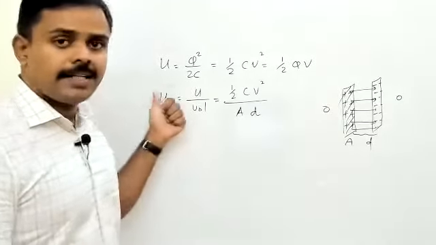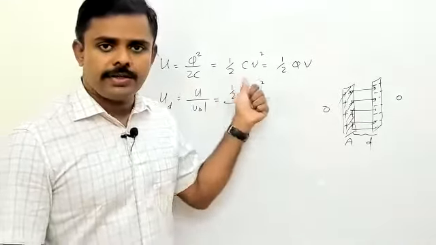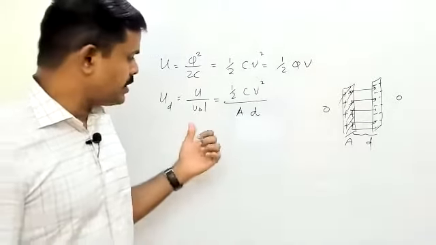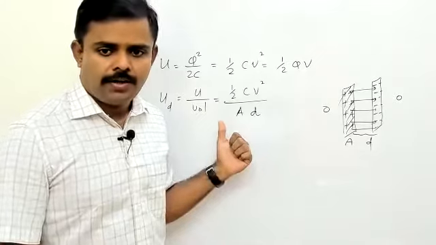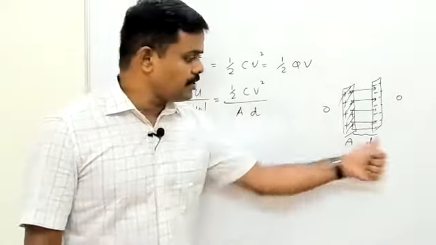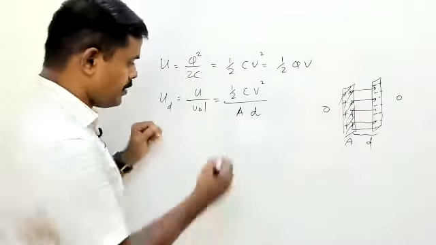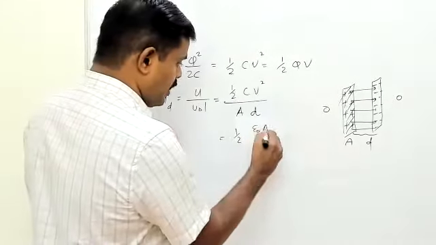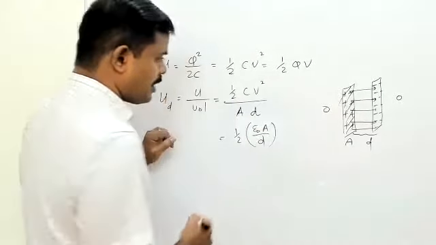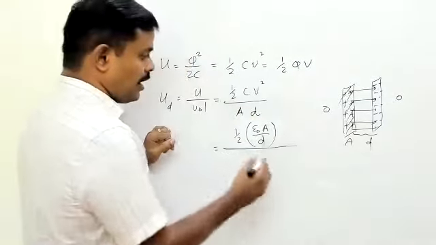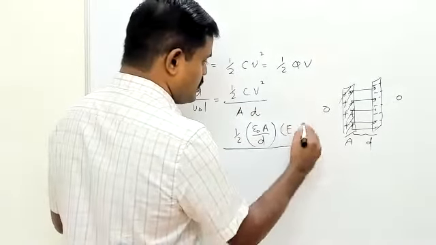So energy is Q square by 2C or half CV square or half QV. Next is to find the energy density. Energy density means energy divided by volume. Energy is half CV square. Volume is area into distance. So let's put the values here. Half into, what is C? Epsilon 0 A by D, the capacitance of a parallel plate capacitor, into, what is V? Electric field into distance. Do you remember this?